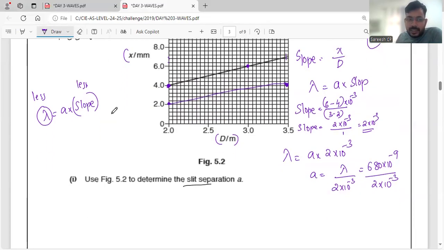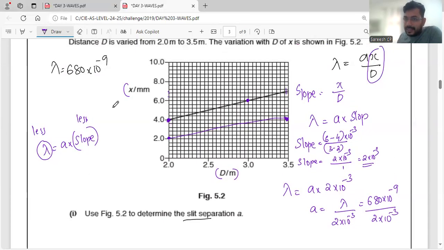Okay, so how do we understand this one? They say that lambda is less. If the lambda is less, then we can say that lambda is equal to A into slope. So as A remains the same, lambda is less, slope should also be less. That's why it is.